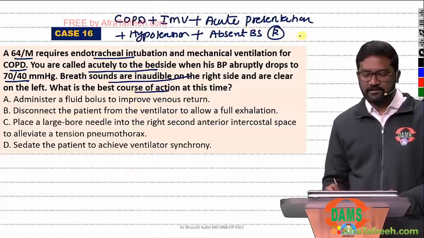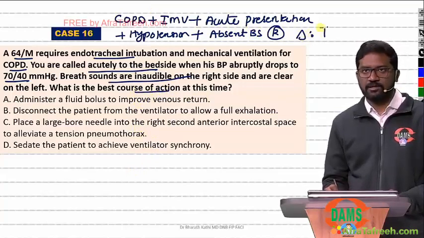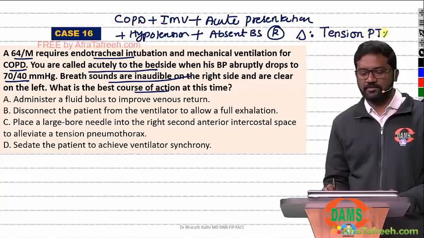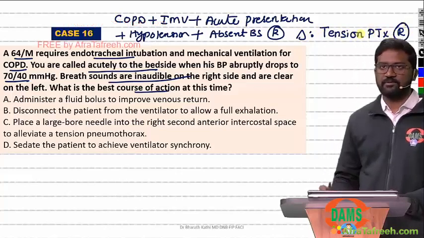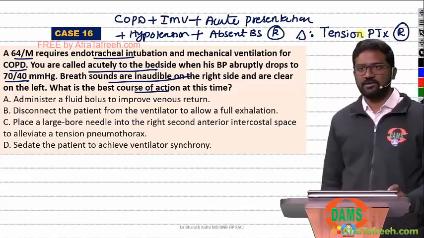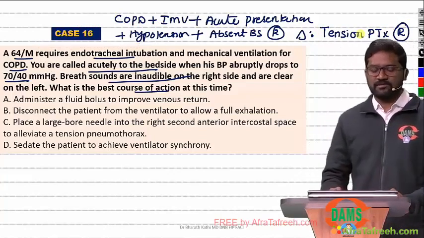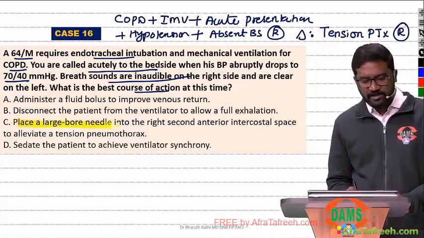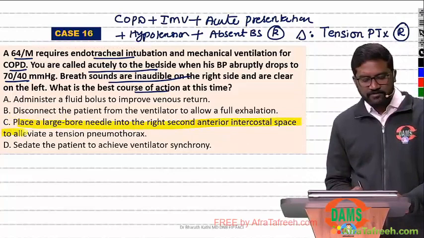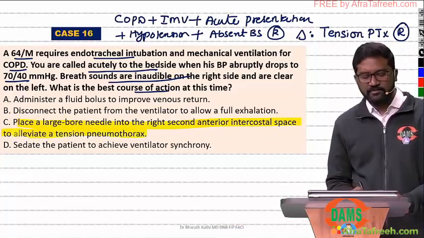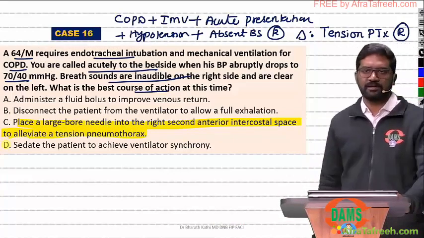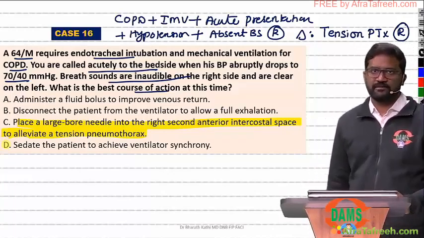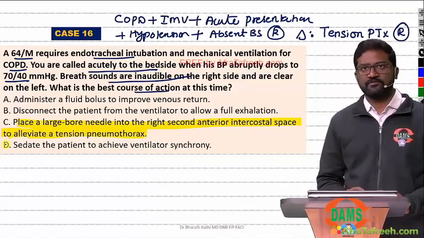If you see this in combination, what are you dealing with? You are dealing with right-sided tension pneumothorax. This patient, because of mechanical ventilation, has developed tension pneumothorax. If it is tension pneumothorax, the next step or best step is always saving the life of the patient. So first put a needle and save the life of the patient. All other things, fluids and ventilator management, are next.